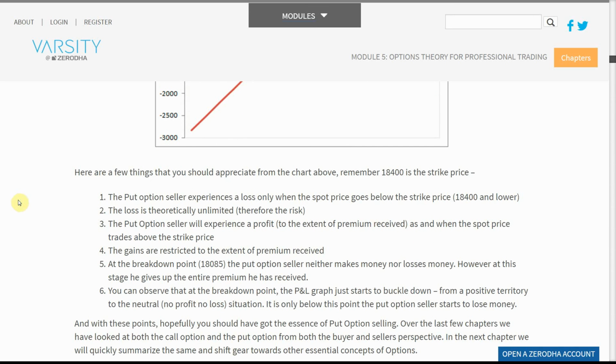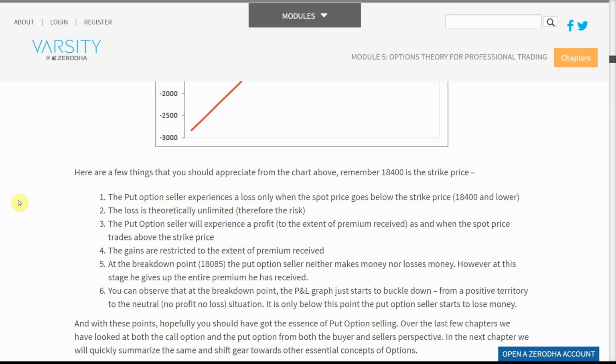The put option seller experiences a loss only when the spot price goes below the strike price, 18,400 and lower. The loss is theoretically unlimited, therefore the risk. The put option seller will experience a profit to the extent of premium received as and when the spot price trades above the strike price. The gains are restricted to the extent of premium received.